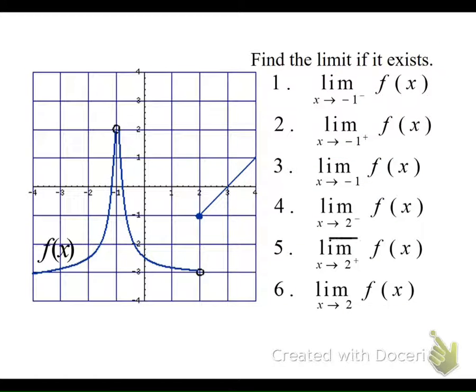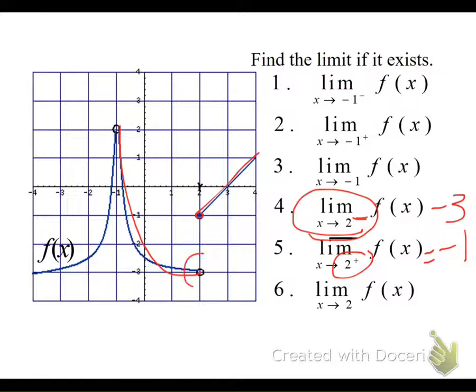Okay, how about at 2? Let's focus at the x-coordinate of 2. The limit as x approaches 2 from the left would be this guy, that hole in the graph, which is -3. The limit as x approaches 2 from the right would be -1. Notice this guy was a hole in the graph. This guy is a solid point.